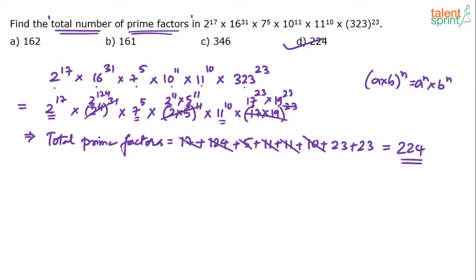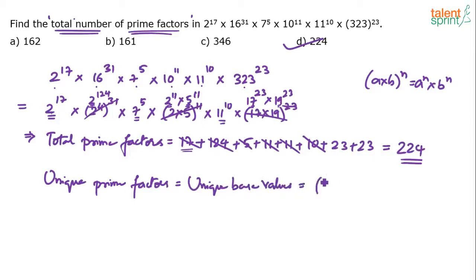Remember, the same question can be asked slightly differently. He says unique prime factors. Sometimes he says how many unique prime factors are there. What are we doing here? We are counting how many times 2 comes. 2 here comes 17 times. So 17 times 2, and each 2 is like a prime factor, right? Total prime factors and unique prime factors are different. How many unique prime factors are there? Unique prime factors are nothing but unique bases. Unique base values. How many unique base values do we have here?